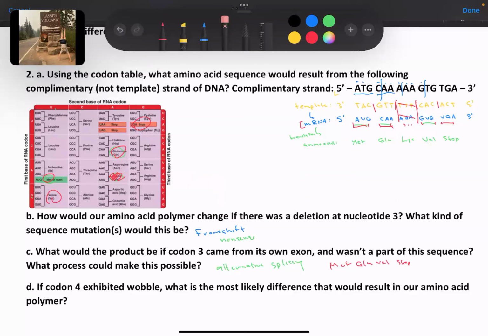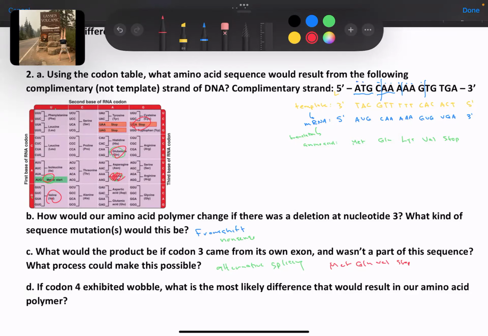So part D: if codon 4 experienced wobble, that's a funny word, what is the most likely difference that would result in our amino acid polymer? So what is wobble, first of all? I'm so glad you asked, Gareth.